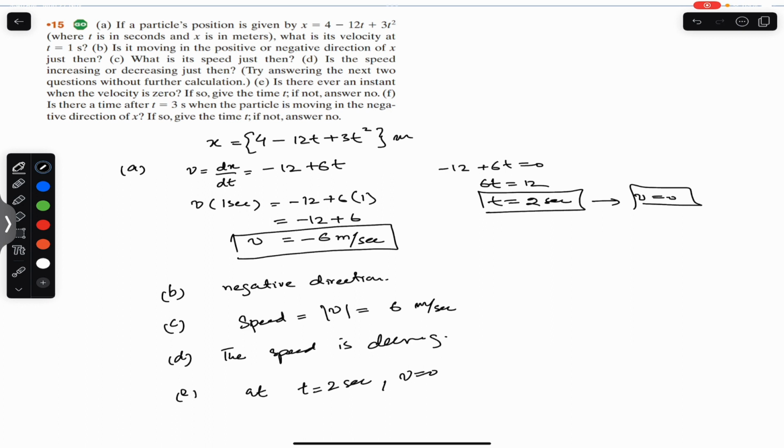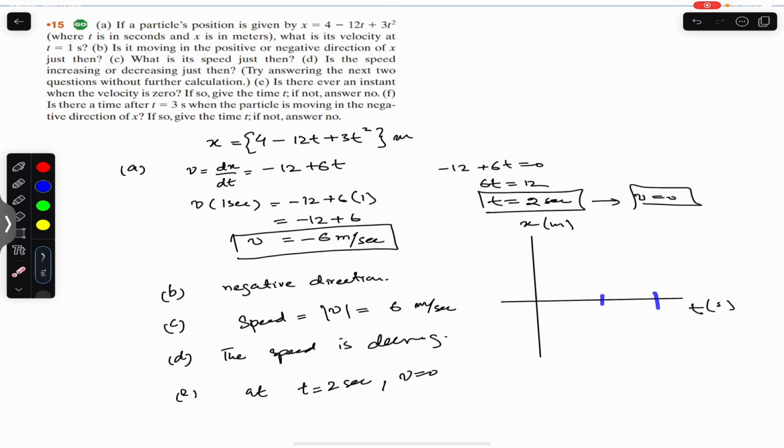of this x of t. So let's say this is my positive x and y axis. Let's say this is t and this is x. T is in seconds, this is in meters, and we can say that the velocity is equal to 0 at t equals 2 seconds. So let's say somewhere is 1 second, this is 2, and somewhere is, let's say, 3.